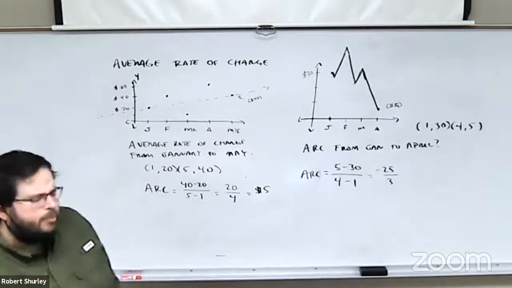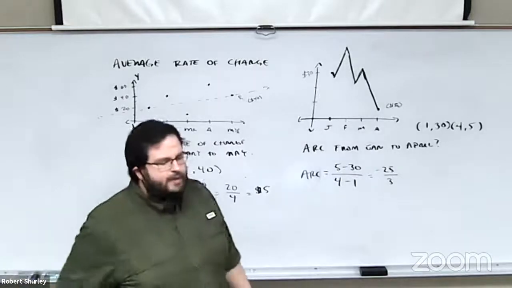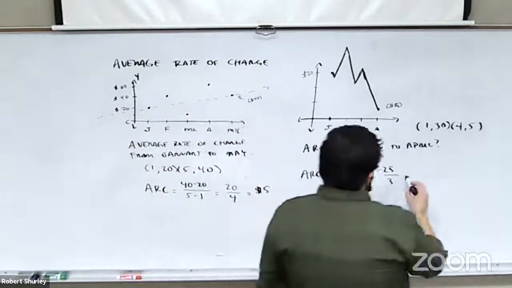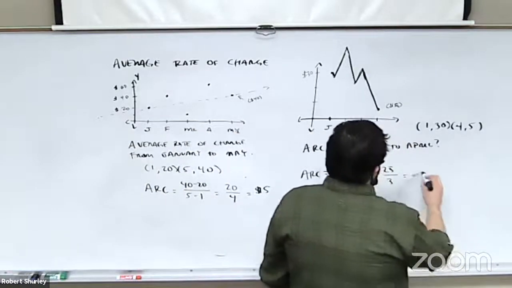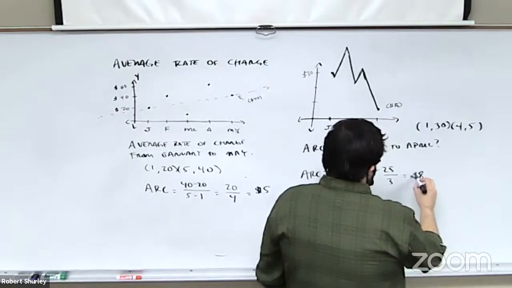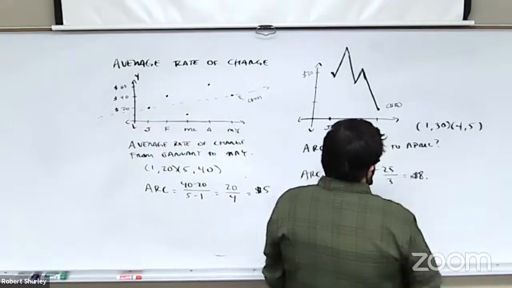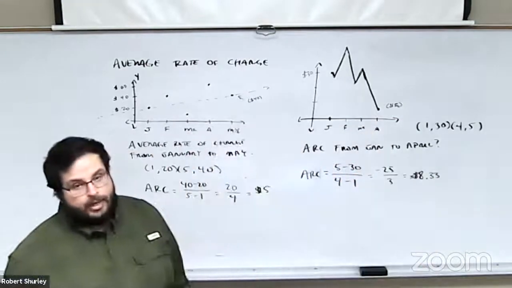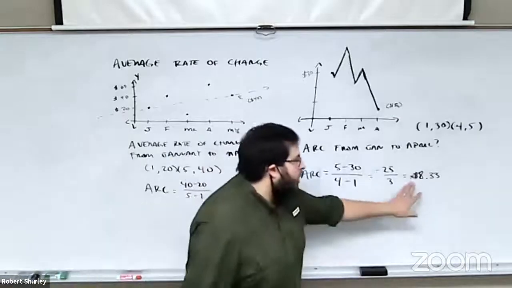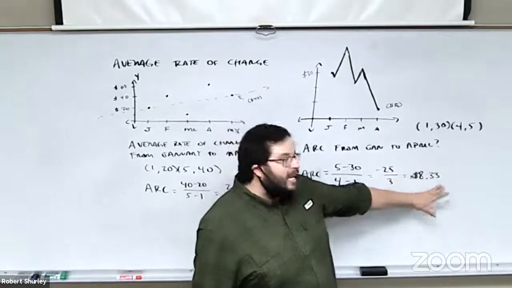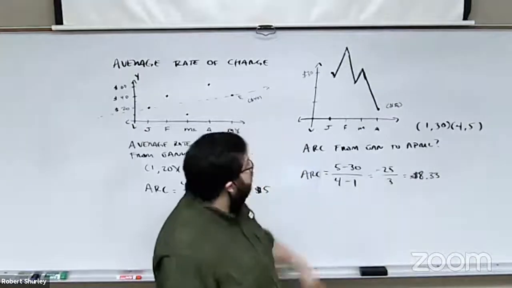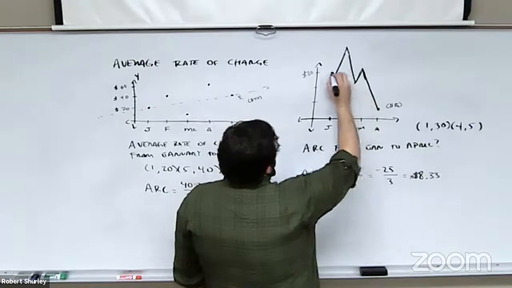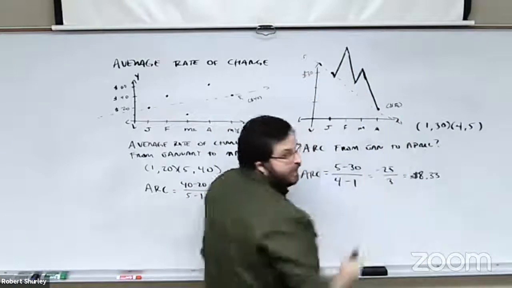Now, just because this example makes more sense with money, I'm going to divide that out. And if you divide 25 by 3, you will get what? Negative 8 point, is it 33? I think you'll get 8.33. So what this means is on average, we're losing $8.33 a month from January to April. Like if we look at this as a line between these two coordinates, that's what's happening.